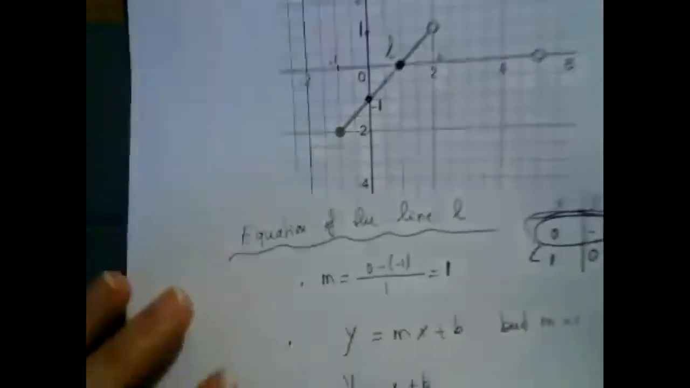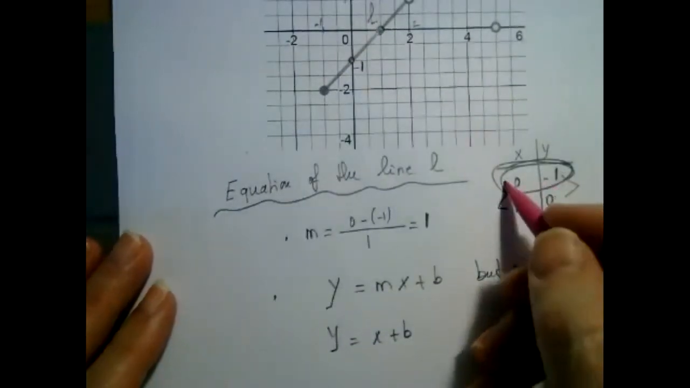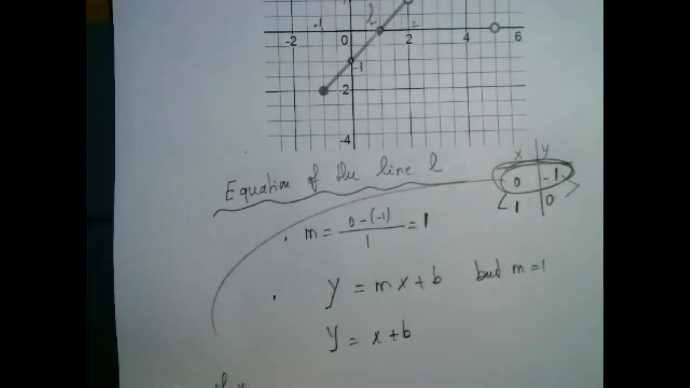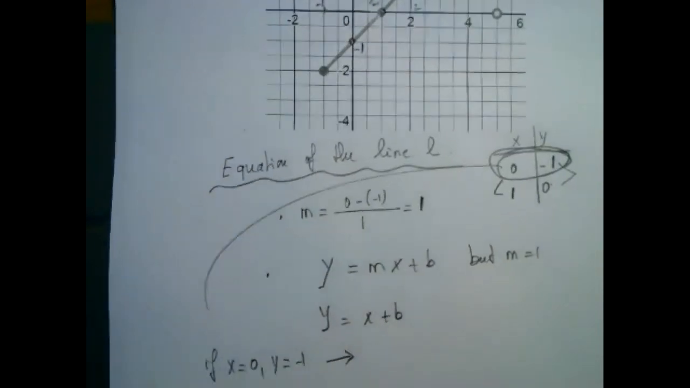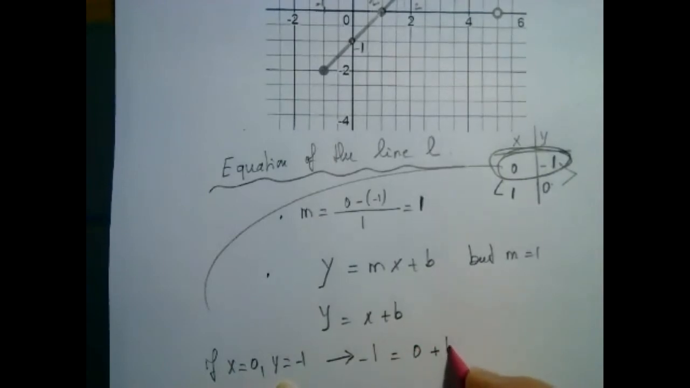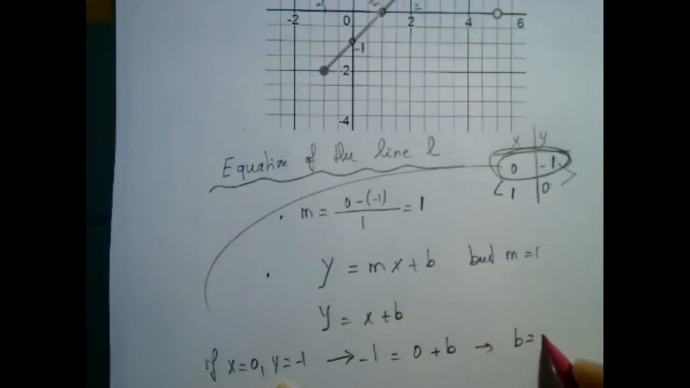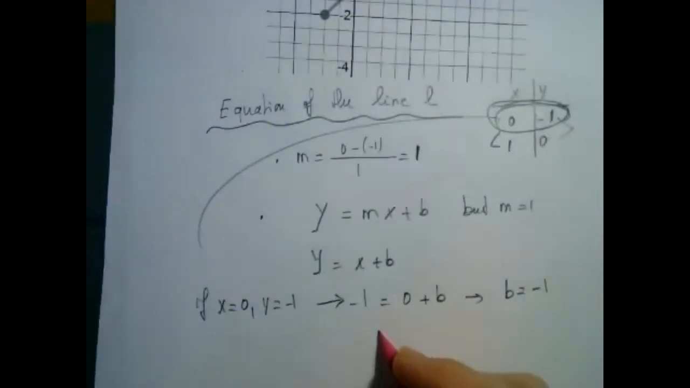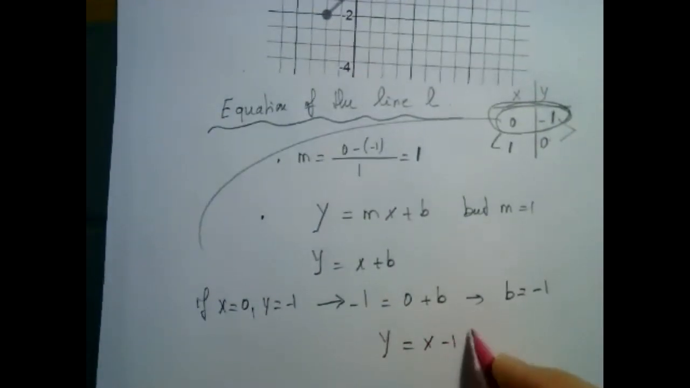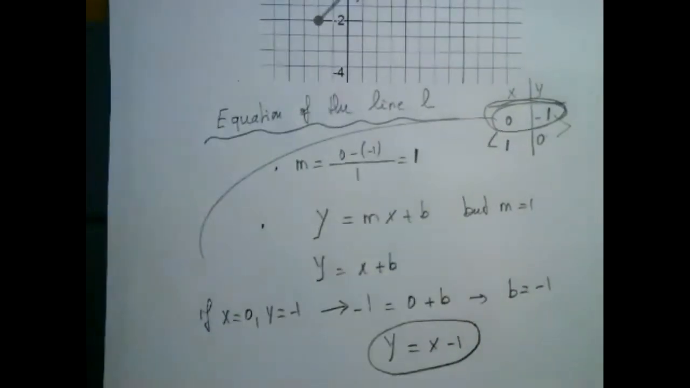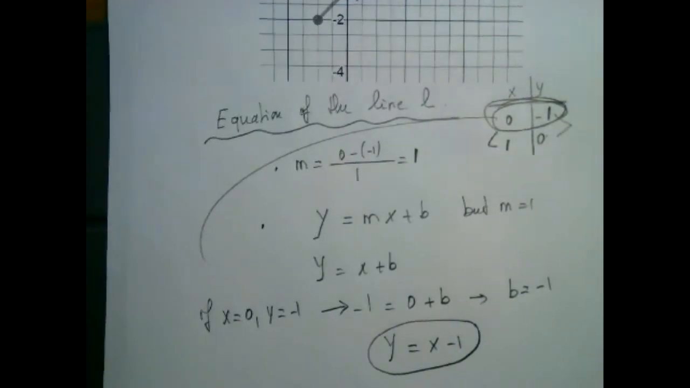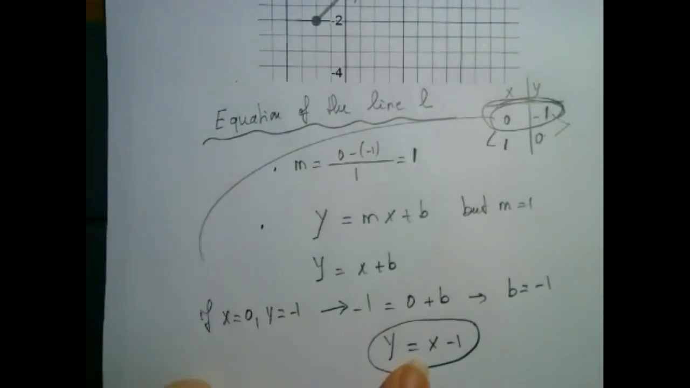Now I know the intercept. We know that if x is 0, y is -1. So b should be -1. If I plug in -1 for y and 0 for x, I get b equals -1. So the equation is y equals x minus 1. That's the equation of the line. That's not the formula for f yet. That's the equation of this line. Anybody have a question about the equation?